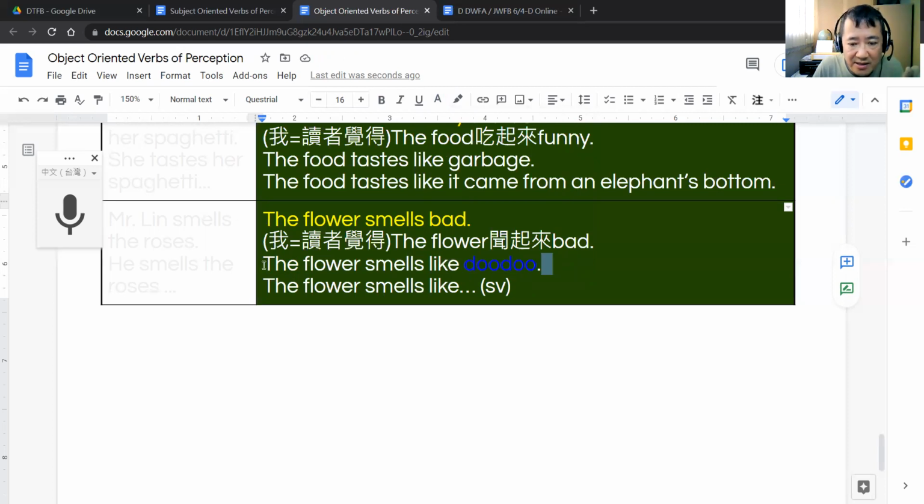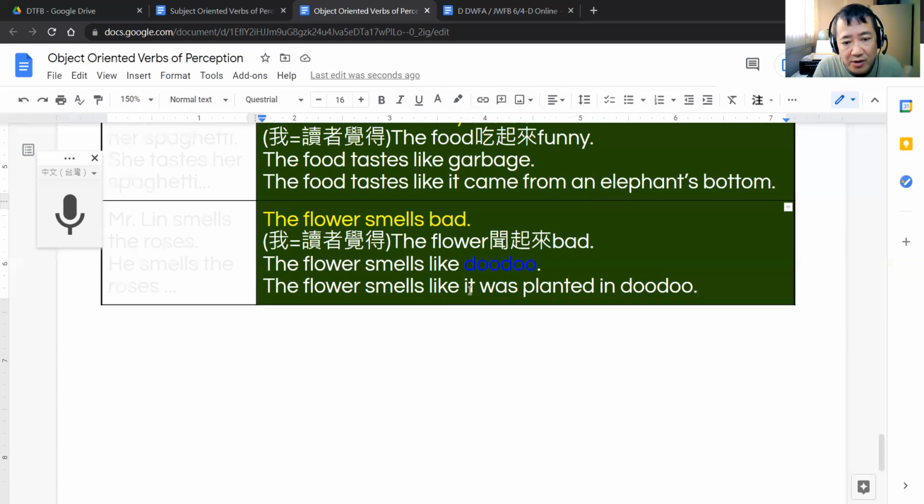So the flower smells like doo-doo, poo, and then I can say the flower smells like, and then I need a sentence. Smells like it was planted in doo-doo, whatever. Okay, right? So, and there it is, okay?